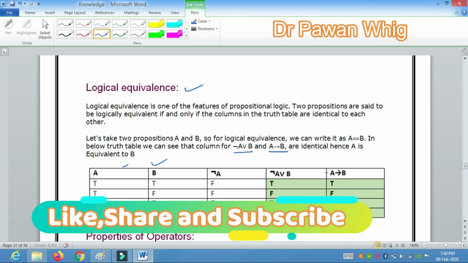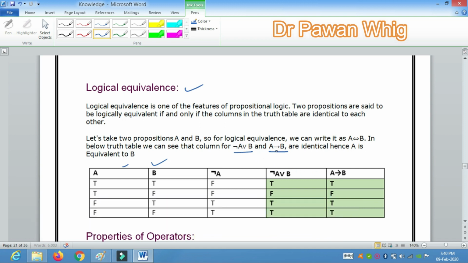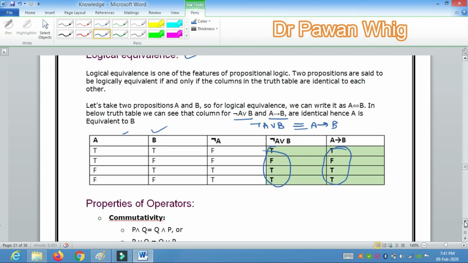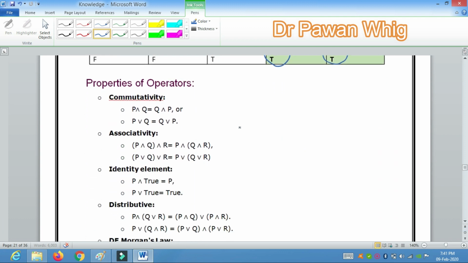When you construct a truth table for this operation and this operation, and if the truth tables come out to be similar, then these two relations are said to be logically equivalent. We generally represent this with three lines like this. So these are logically equivalent because their truth tables are the same. And these are certain properties, commutative, associative.